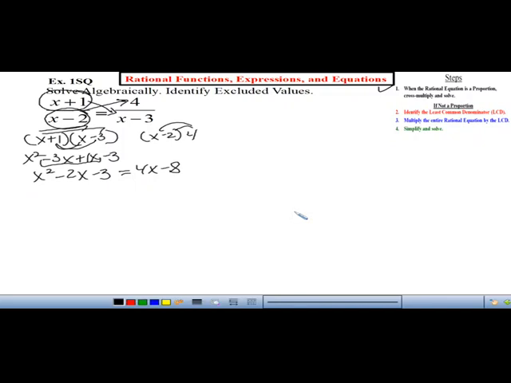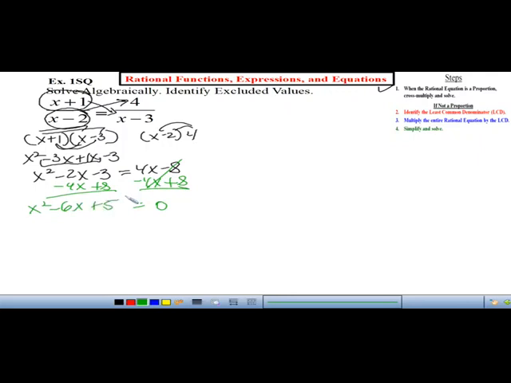Addie. You get all the variables to one side. Yes, but how about we set it equal to what, everyone? 0. 0, yes. So we subtract 4x and add 8. Subtract 4x and add 8. This side now becomes 0. So we're left with x squared minus 6x plus 5.